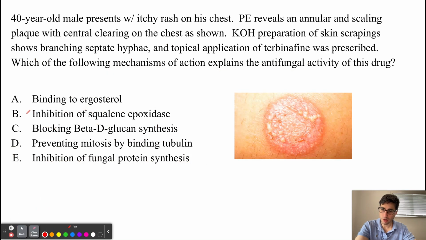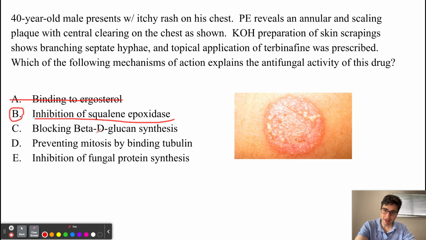So the answer to the question is going to be answer choice B. Terbinafine is going to work by inhibiting squalene epoxidase. Answer choice A is binding to ergosterol. The drugs that do this are nystatin as well as amphotericin B. So they bind to ergosterol, which is a cell membrane component for fungi. And once those drugs bind to ergosterol, they basically create pores in the cell membrane that lead to cell lysis. So this is the mechanism of action for amphotericin B and nystatin.